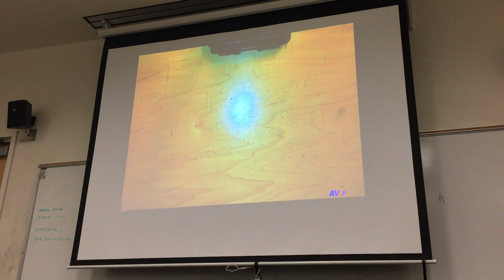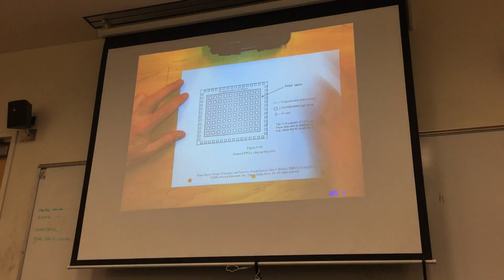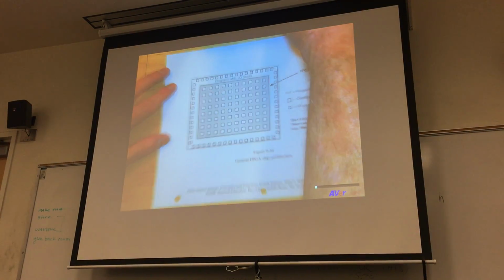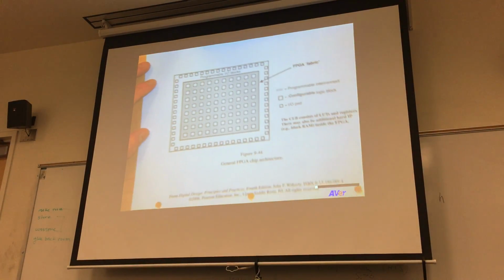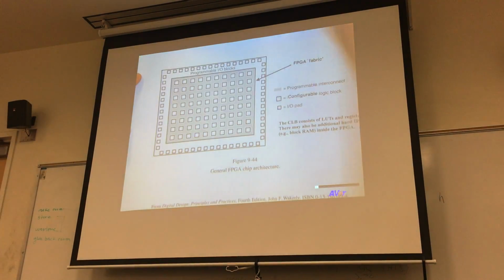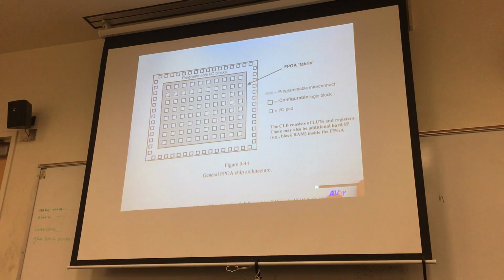All right, so now I want to talk a little bit about the architecture of an FPGA. And this is a very simple FPGA, but it'll be good enough for an initial introduction.